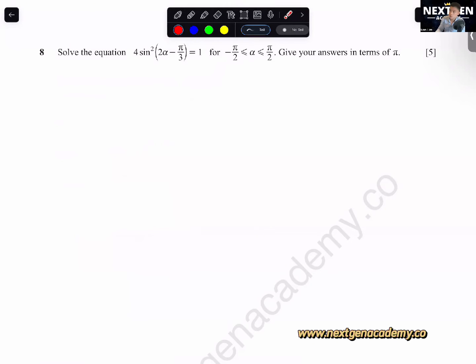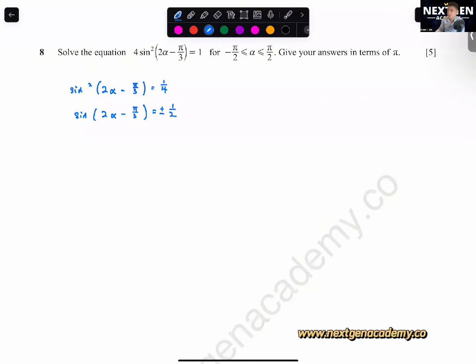Okay, let's do this. First step, we bring the 4 over first. So sine square (2 alpha minus pi over 3) equals to 1 over 4. Sine (2 alpha minus pi over 3) equals to plus minus, so you square root 1 over 4, you get plus minus 1 over 2. Okay, whenever you see plus minus, you need to know that you have to put in 4 quadrants.